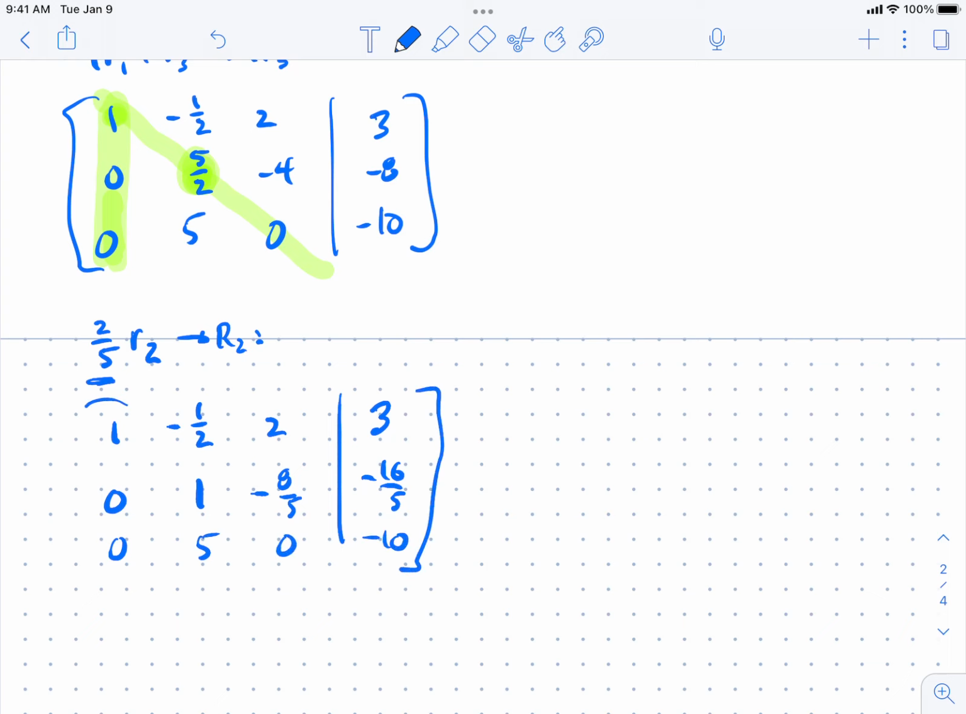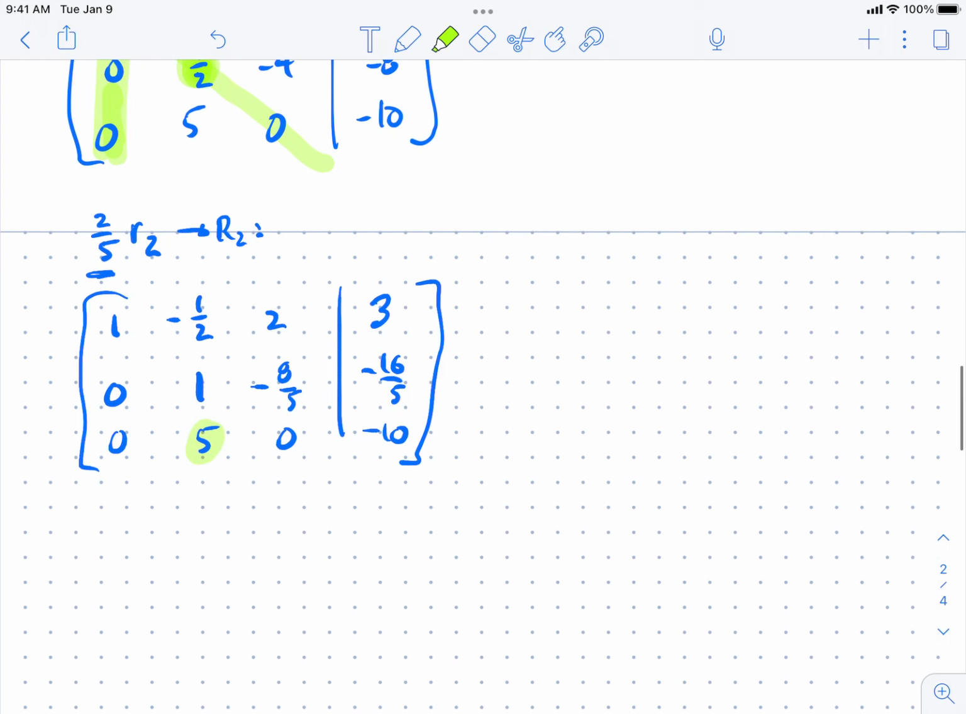Okay, here's the state of our computer memory banks now. Make that a 0. How are we going to make that a 0? I want to add my two equations together. I want to multiply row 2 by a negative 5, basically, and then add row 3. Whoops, I want to use a small r. Let's make sure I write this down correctly. Negative 5 times row 2, adding row 3.